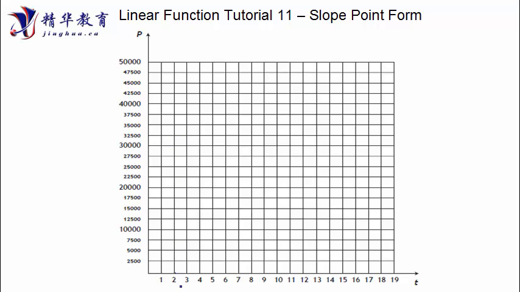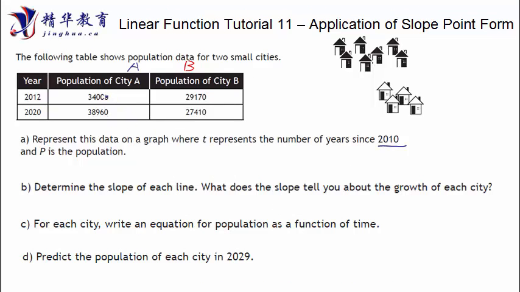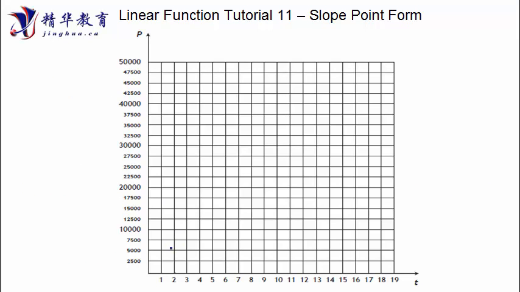So the x value will be here. And then let's see, at 2012, how many people? 34,000, right? 34,000 is something in here, less than 35,000. Something in here, 34,000.